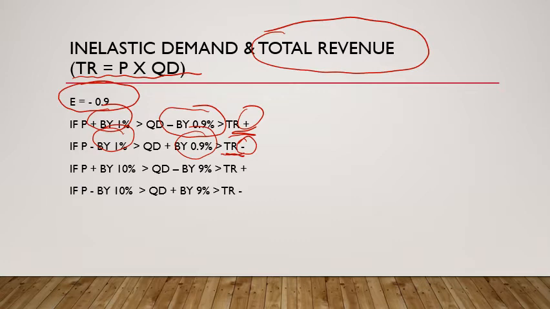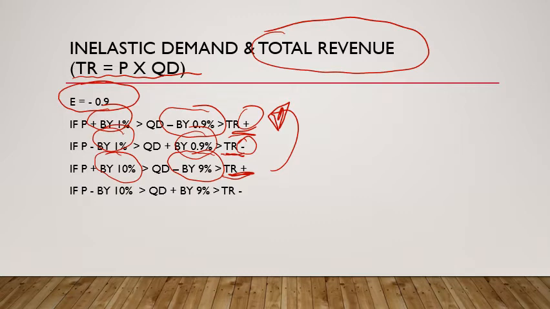Third example, price goes up by 10% in this case, as opposed to 1% or 2% or whatever percent. So the price goes up by 10%, and what happens to quantity demanded? It goes in the opposite direction. It goes down by 9%. And what happens to TR? TR, like in this example, increases, because the price effect is stronger than the quantity demanded effect.